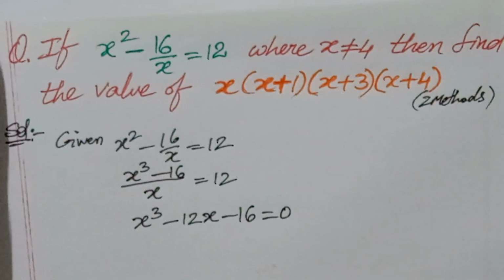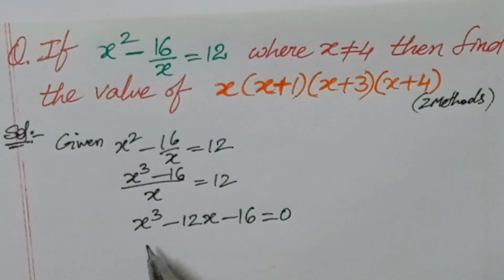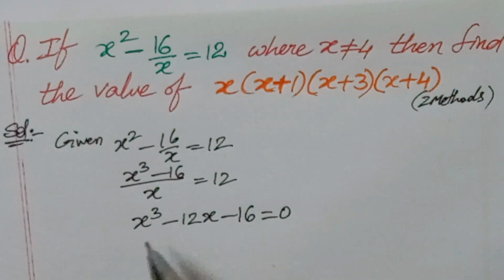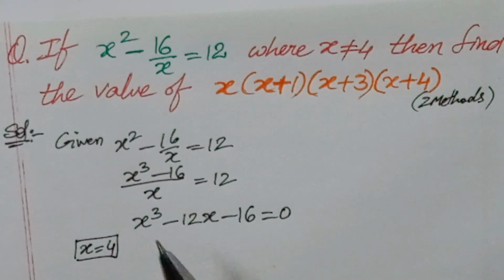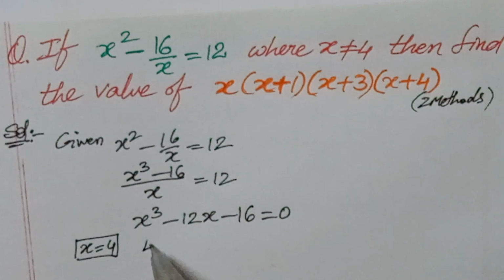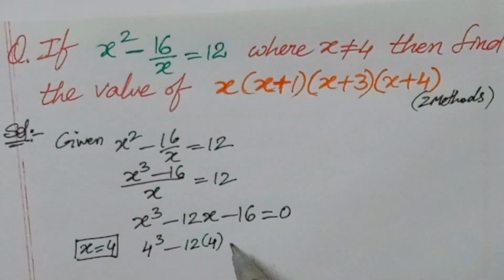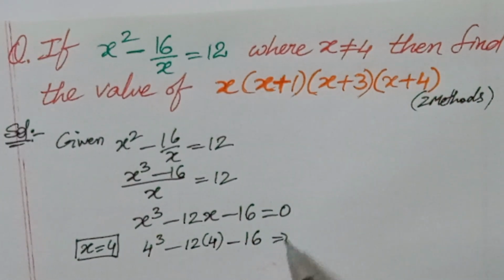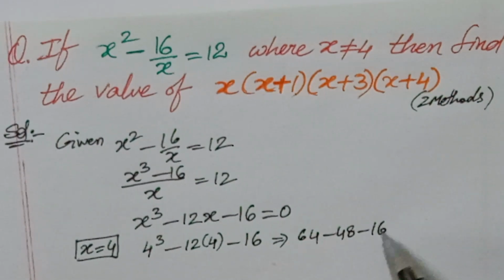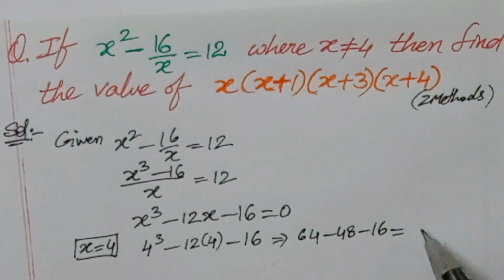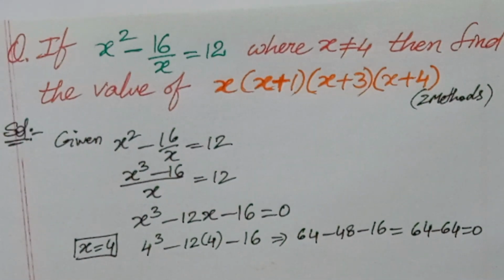So by trial and error in the cubic equation, 1 won't go, 2 it is not going. So I am taking x is equal to 4. By trial and error x equal to 4. So 4 cube minus 12 into 4 minus 16, 64 minus 48 minus 16. So here you are getting 64 minus 64, you are getting 0.